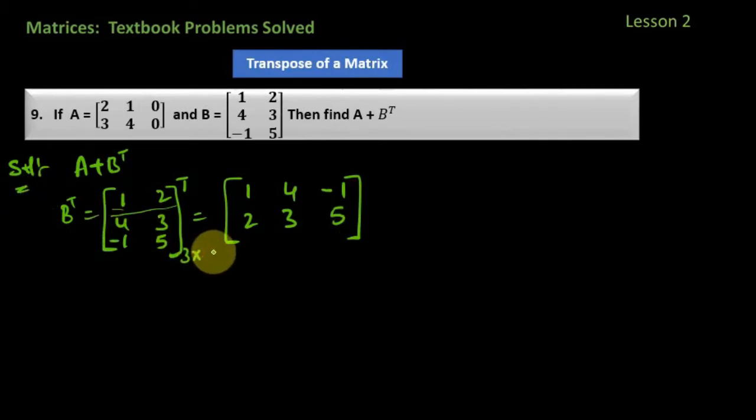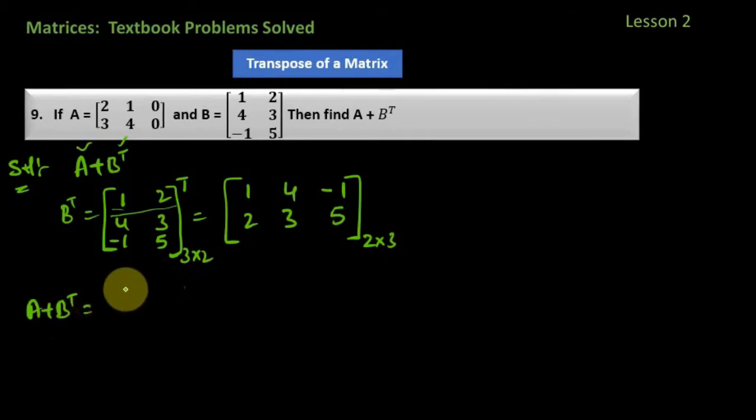The order of this matrix was 3 rows, 2 columns. After transpose, what happened? The order has changed. It has become 2 rows and 3 columns. Now, what should I do? I should add this B transpose to A. So now I'll find A plus B transpose.